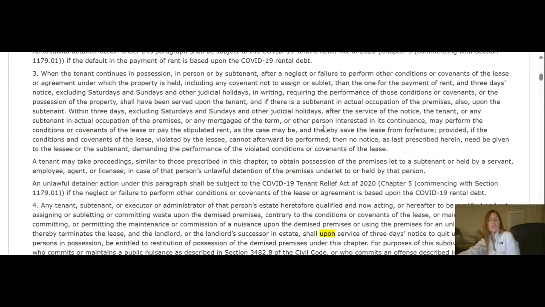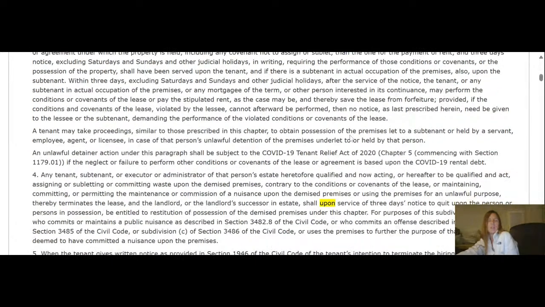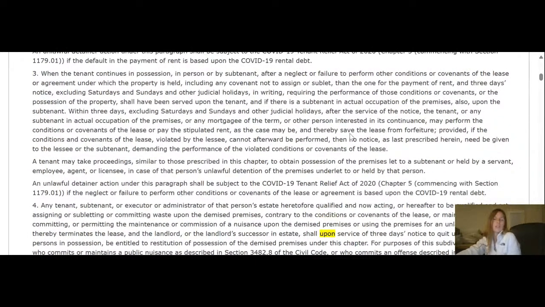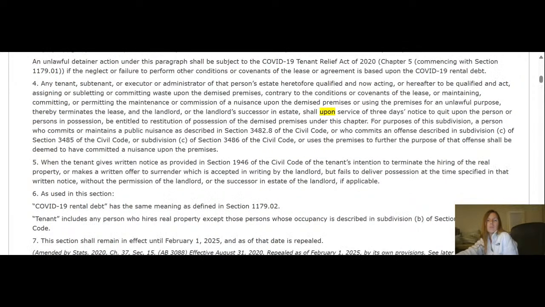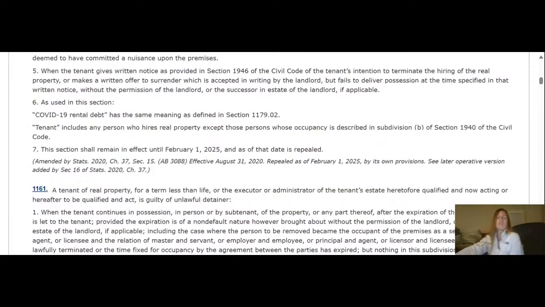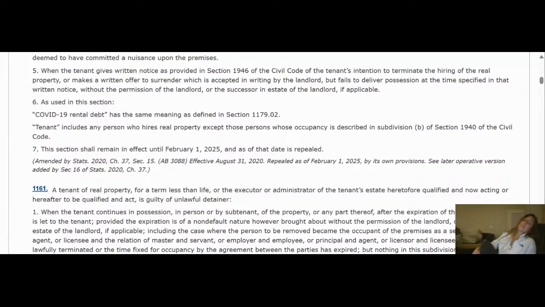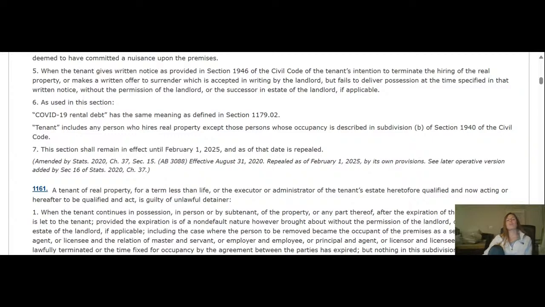It sounds like you need to give them an opportunity to cure if they violated signing and subletting. It sounds like. Okay, so these sound like just cause evictions, but let's go on to 5. When the tenant gives written notice as provided in section, it's not really just cause. What it looks like it.